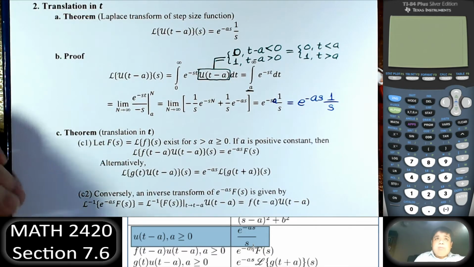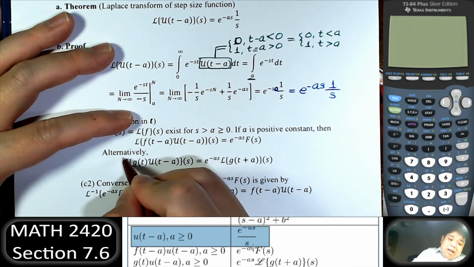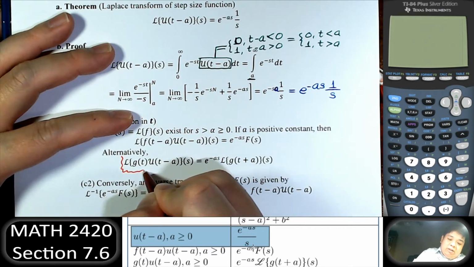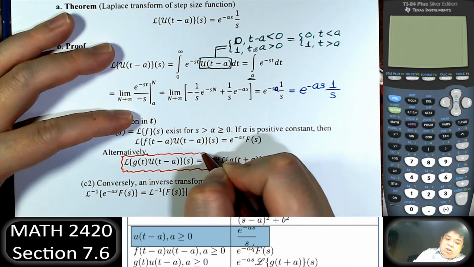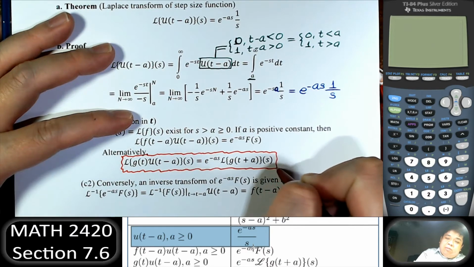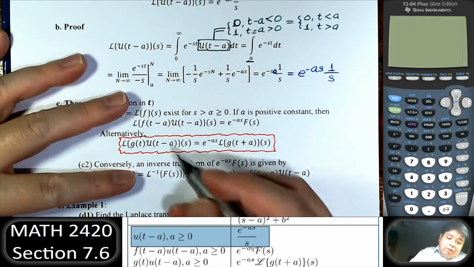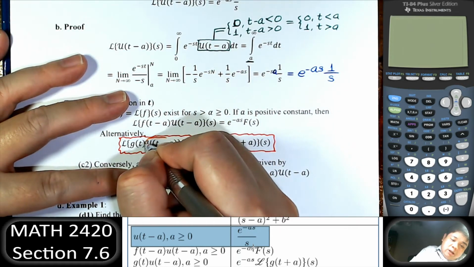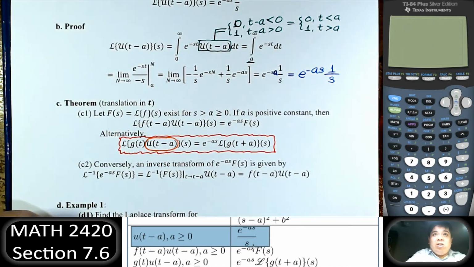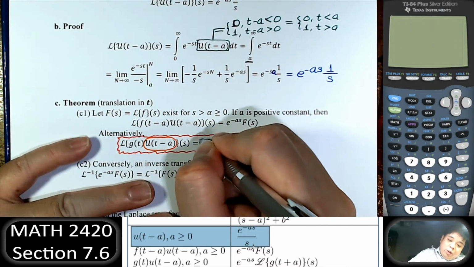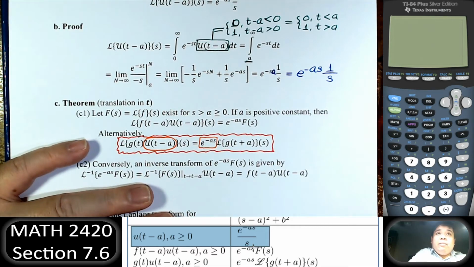Right. That's nice and all, but I highly recommend that we don't use that formula and use the alternative form. Use this one instead. It is a lot easier to apply. So when we see the unit step function in the transformation, the first thing we do is write e to the negative as. That will turn into two components. That's the first thing.